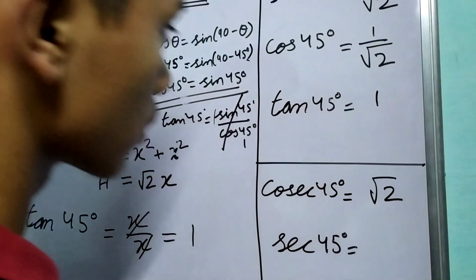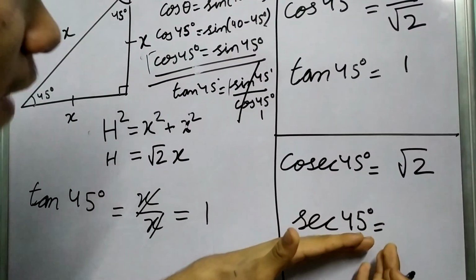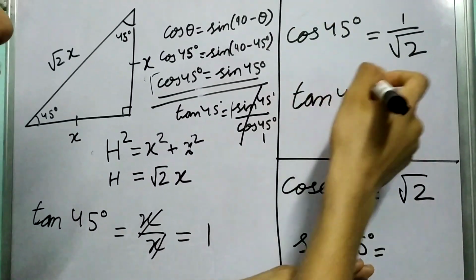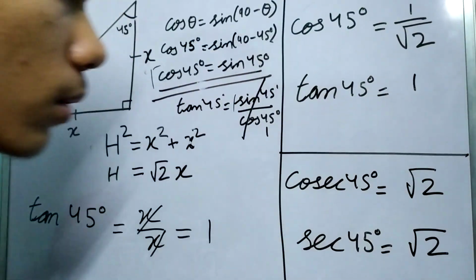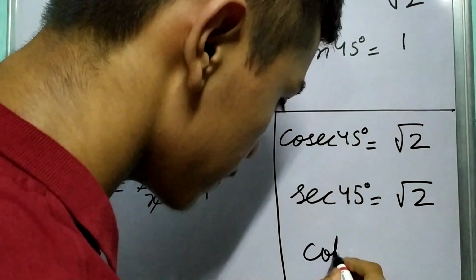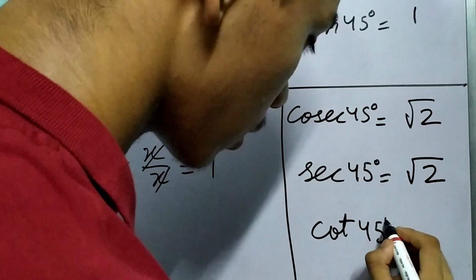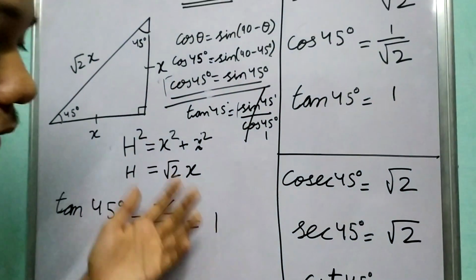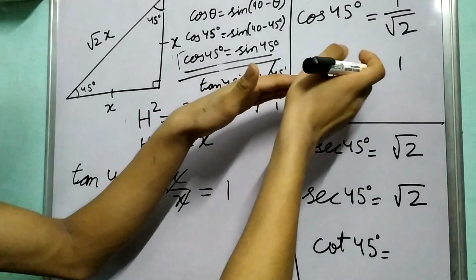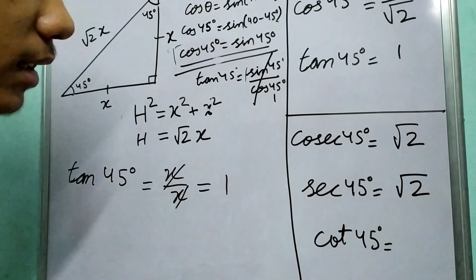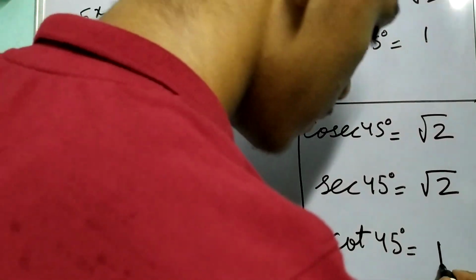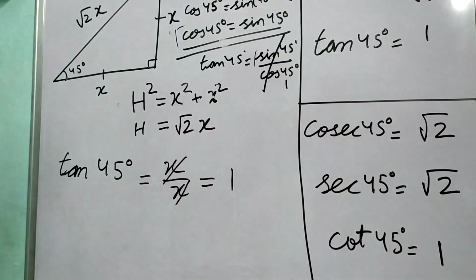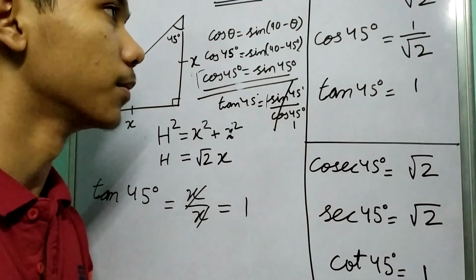Now we are left with cos. So sec 45 degrees is the reciprocal of cos 45 degree, which is again 1 upon root 2, so root 2. And what is cot 45 degrees? Cot 45 degrees is equal to the reciprocal of tan 45 degrees, right? So what is the reciprocal of 1? Reciprocal of 1 is 1 itself. So cot 45 degree will be equal to 1.